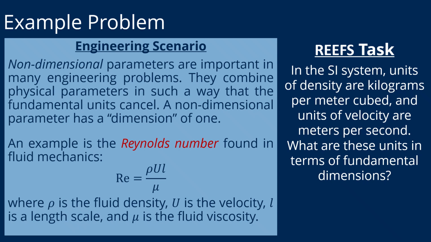The Reynolds number, given the symbol Re, is defined as rho, the fluid density, times u, the fluid velocity, times L, a length scale, divided by mu, the fluid viscosity. In the SI system, units of density are kilograms per meter cubed, and units of velocity are meters per second. In this problem, we are asked to find what are these units in terms of fundamental dimensions.